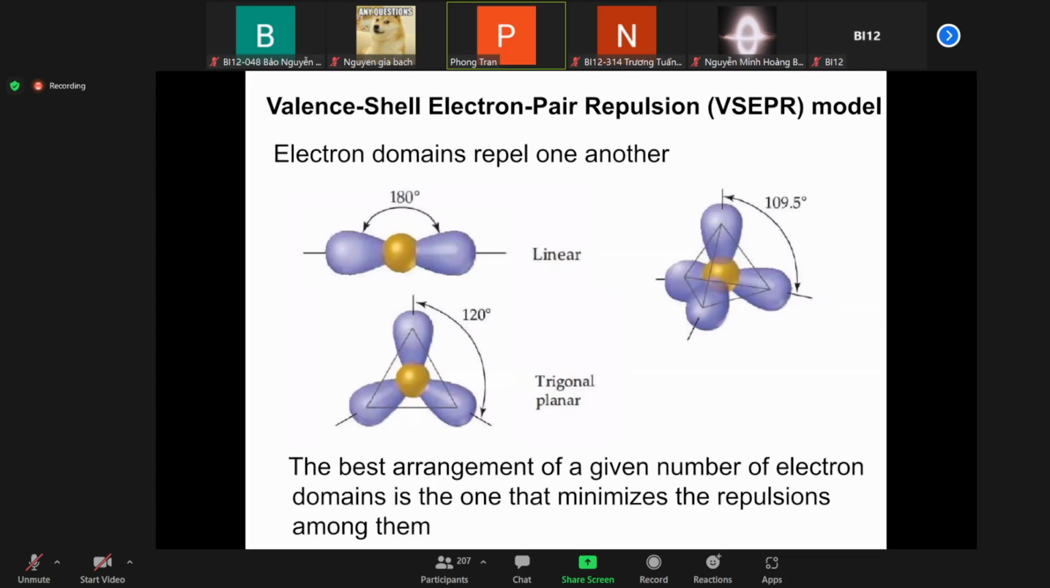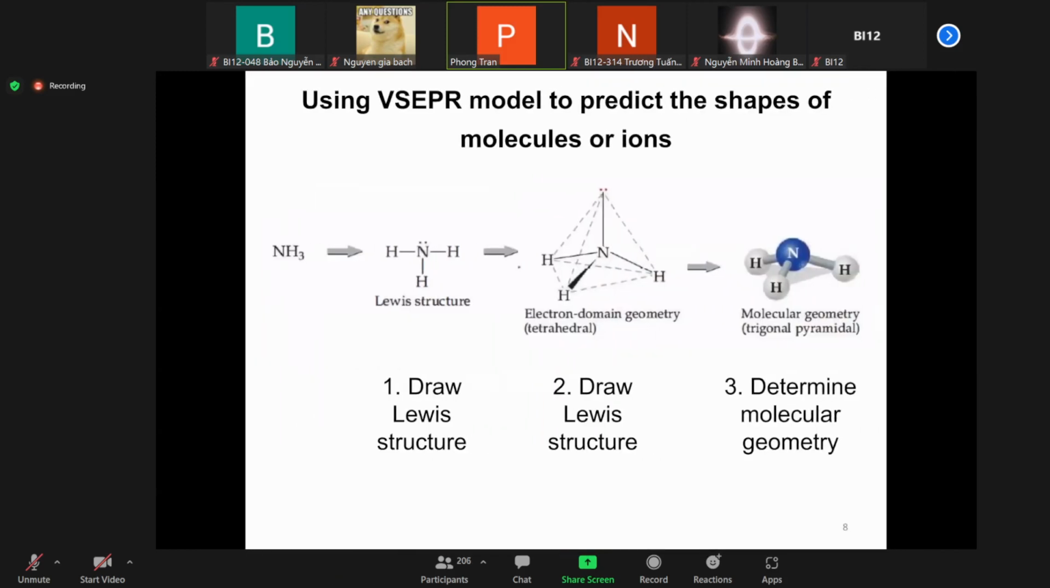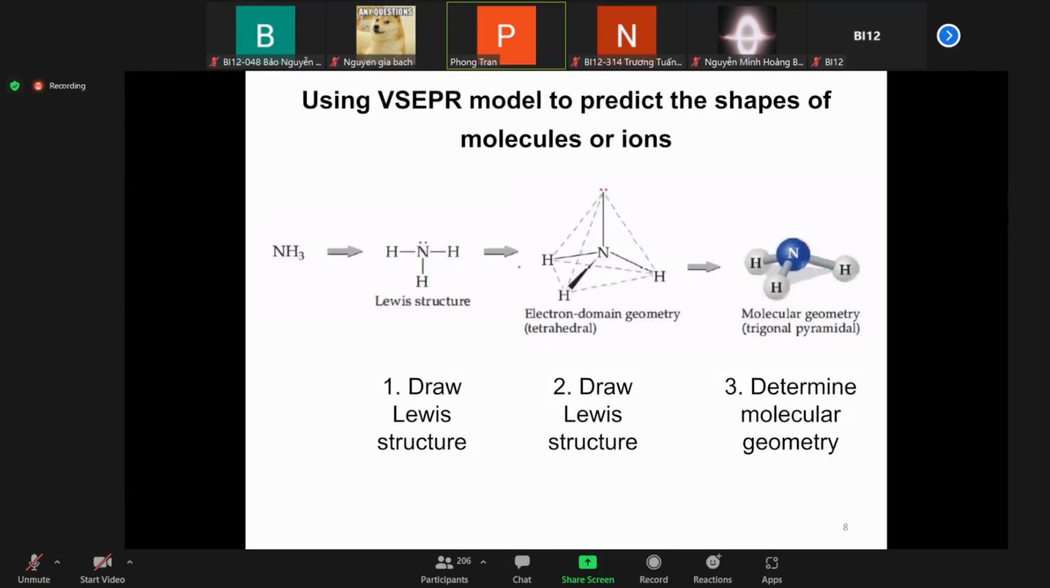Okay. So now, if you use this valence shell electron pair repulsion model, how can we predict the shape of a molecule? So the geometry of a molecule or an ion. Let's take the case, for example, of NH3. First, you know how to draw the Lewis structure. So you have this Lewis structure. In this Lewis structure, you know that you have one pair of non-bonding electrons. That makes NH3 a Lewis base.